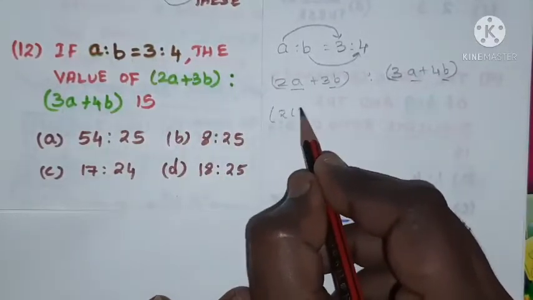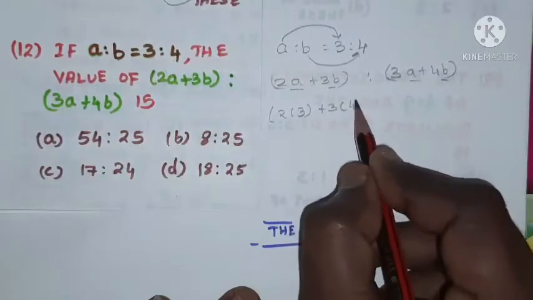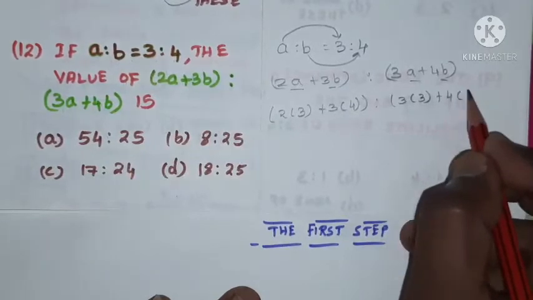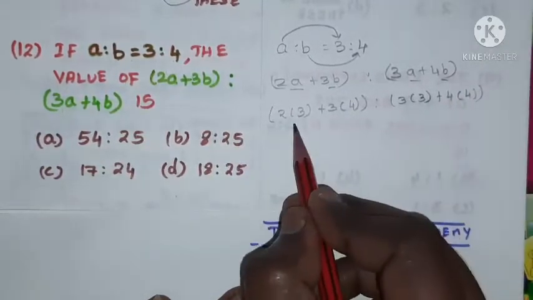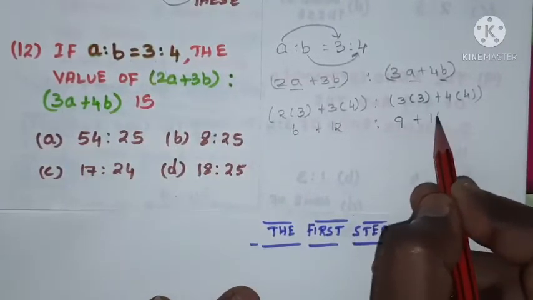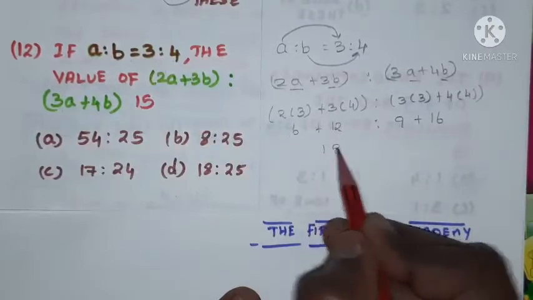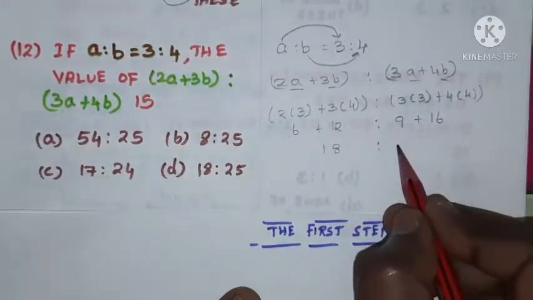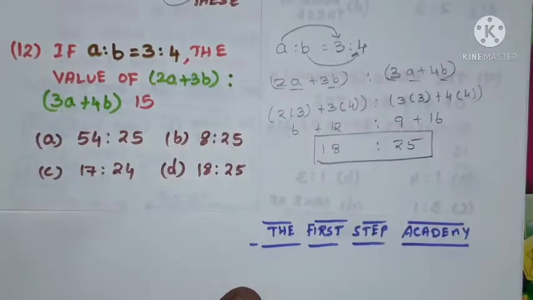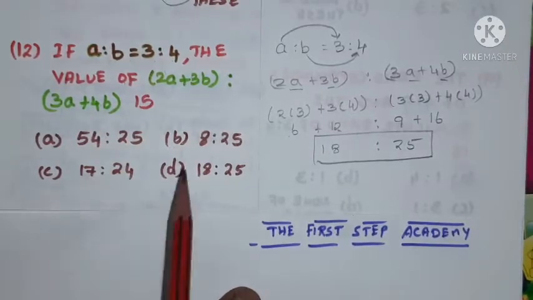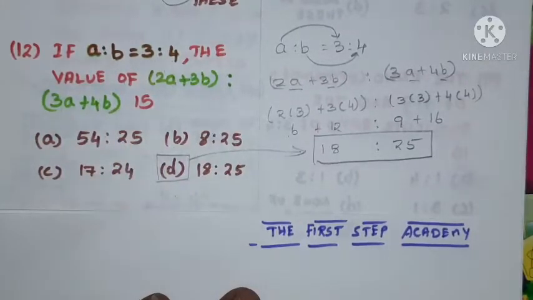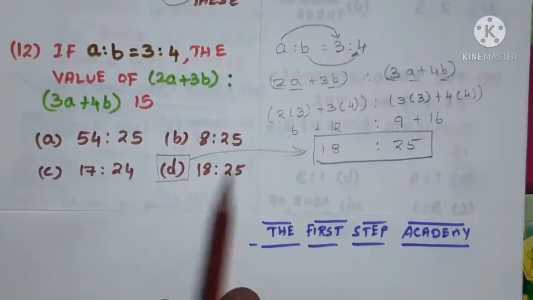So 2 into A is 3 plus 3 into B is 4 is to 3 into A is 3 plus 4 into B is 4. So 2 3s are 6 plus 3 4s are 12 is to 3 3s are 9 plus 4 4s are 16. So 6 plus 12 is 18 is to 9 plus 16 is 25. Hence the answer is 18 is to 25. So look at the options. Yes, option D is matching. Hence the answer for this problem is option D, 18 is to 25.